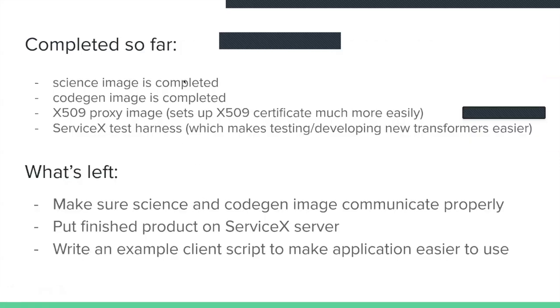Okay, so what we've done so far is we've made the science image, the codegen image. I guess I should say a science container to make it clear. We made the science container, the codegen container. We've also made one for building X509 proxies, which is something that you need to access a lot of these files. Yeah, so that's handy. And then we've also made a ServiceX test harness, which has been useful in developing these images and could also be used to develop images in the future.